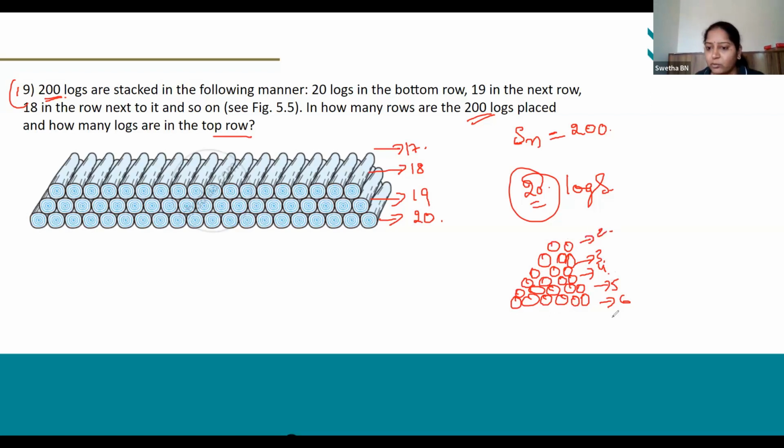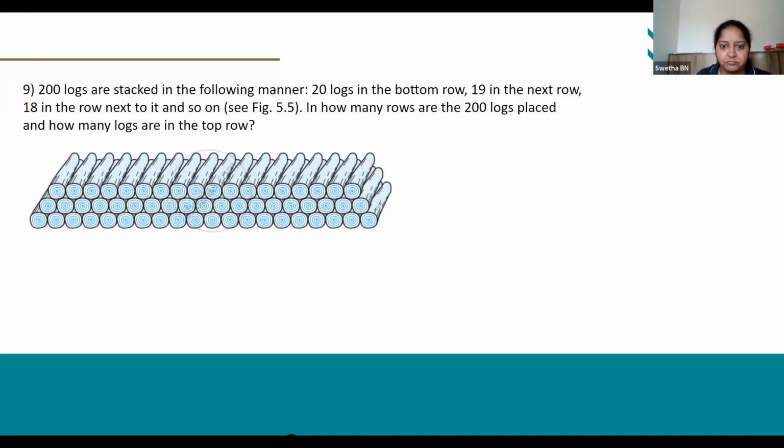So in the bottom row, we have 6. Now we have arranged all the 20 logs. So how many rows are there? 1, 2, 3, 4, 5, 6. So 6 rows are there. How many logs are there in the top row? That is 2. Okay, so like this, you have to solve this.